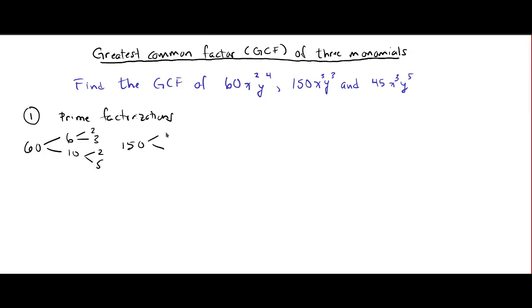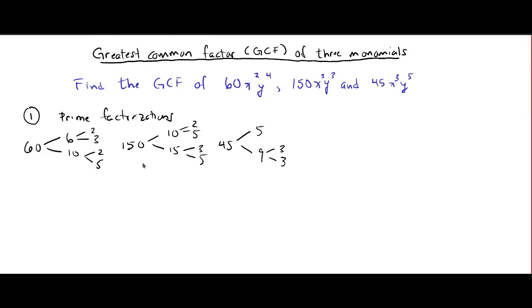So 150, that would be 10 times 15. Again, 10 is 2 times 5. 15 is 3 times 5. And now these are all prime. And let's do 45. So 45, that would give us 5 times 9, and 9 is 3 times 3.